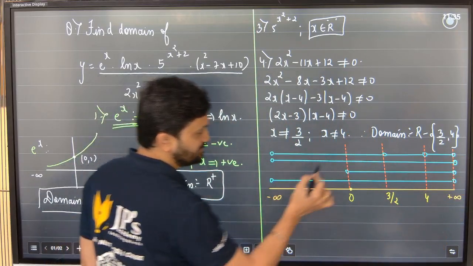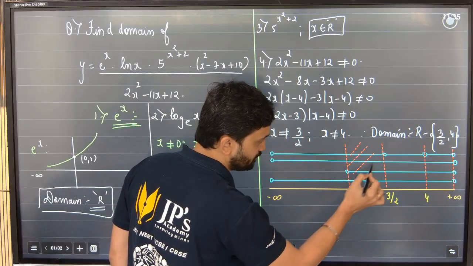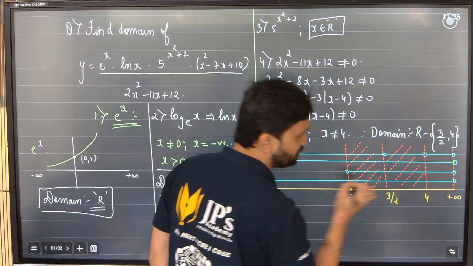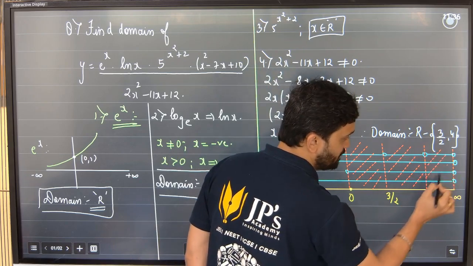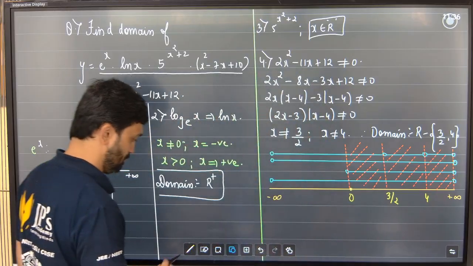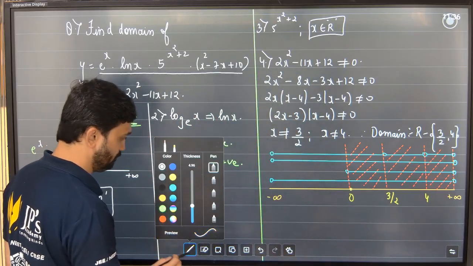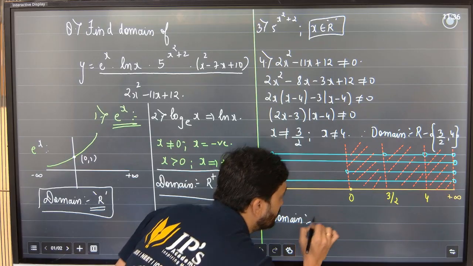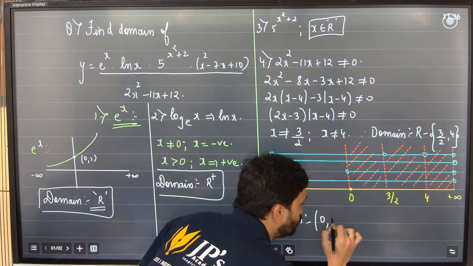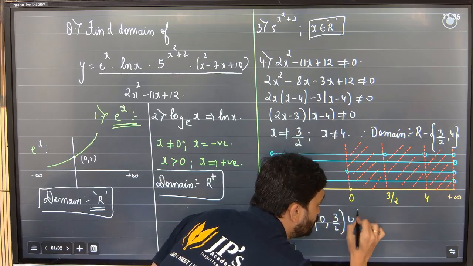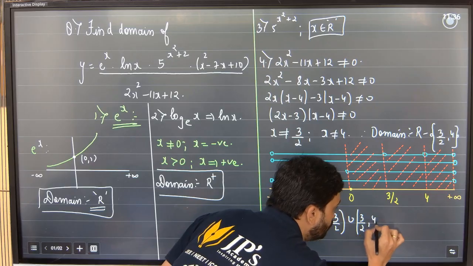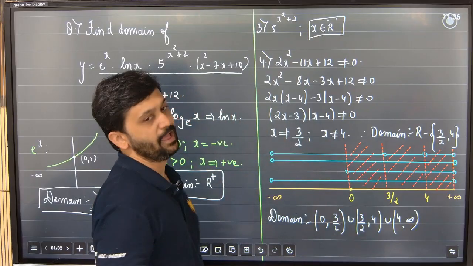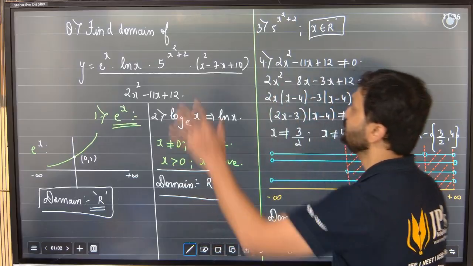तो it means that ये है मेरा first part of the shaded region. This is the second part of the shaded region. And this is the last part of the shaded region. So first part, second part and third part of the shaded region. Therefore, my domain would be सबसे पहले 0 to 3/2 not included, union 3/2 to 4 not included, union 4 to infinity. And this is my domain for the entire sum.